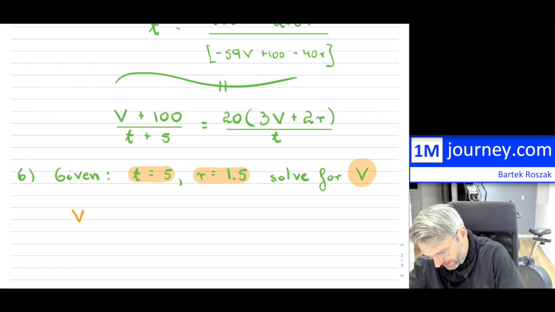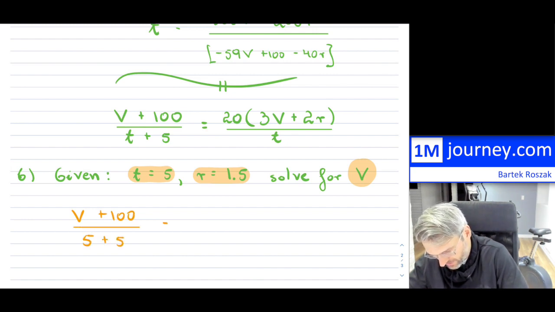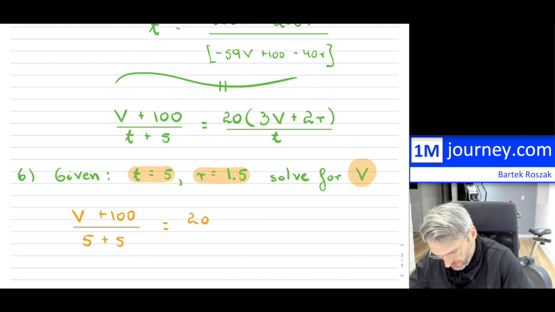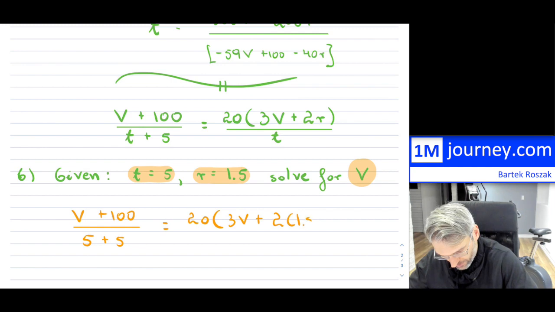We're going to have v plus 100 all over, so t is 5, so this is going to be 5 plus 5, which is equal to 20, so this is going to be (3v + 2 times 1.5), I'm just substituting that r in there, divided by 5.